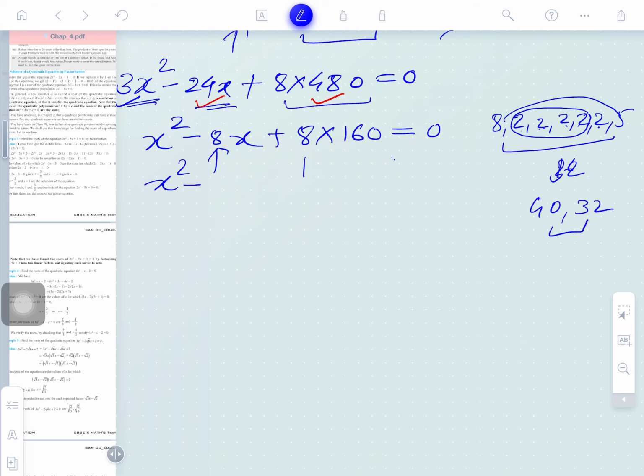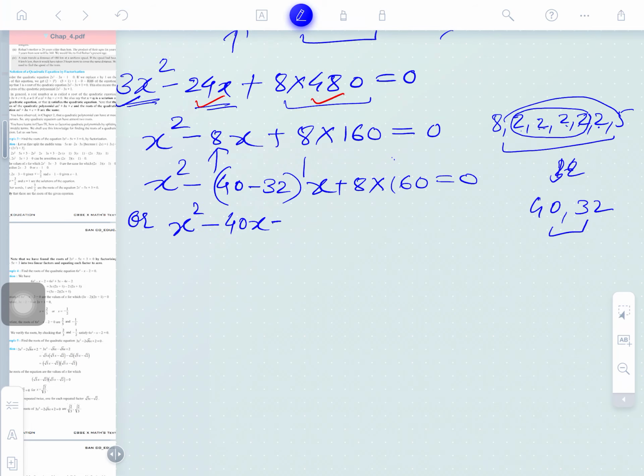So they can be set as minus 40 and minus 32, and further, 8 into 160 is equal to 0. So this can be written as x square minus 40x minus 32x plus 8 into 160 is equal to 0. You may see there are 4 terms together.